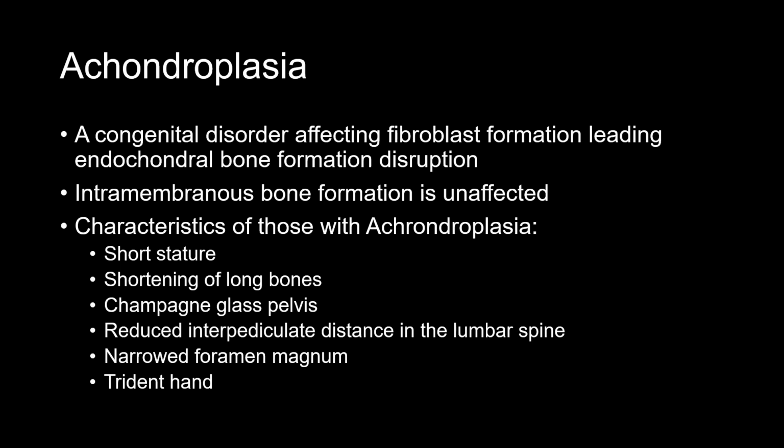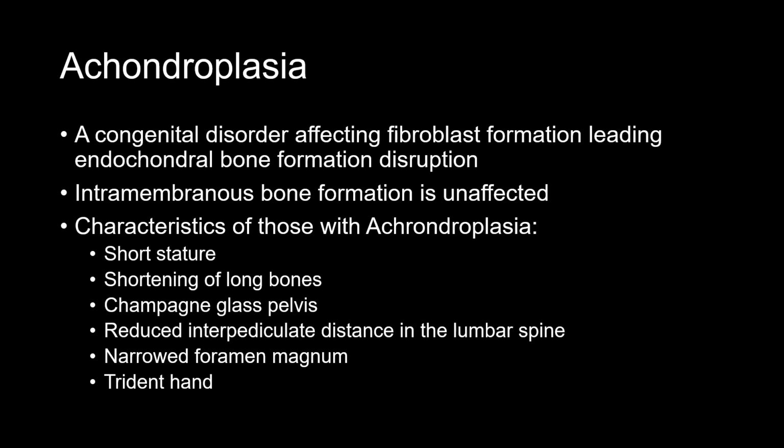Achondroplasia is a congenital disorder that affects fibroblast formation, and it leads to impaired endochondral bone formation, so long bones. This typically causes what's called a rhizomelic type of dwarfism, meaning the proximal bones within a limb, like the humerus and femur, are more severely affected than the distal, so radius, ulna, tibia, fibula. So this tends to cause short stature, shortening of long bones.